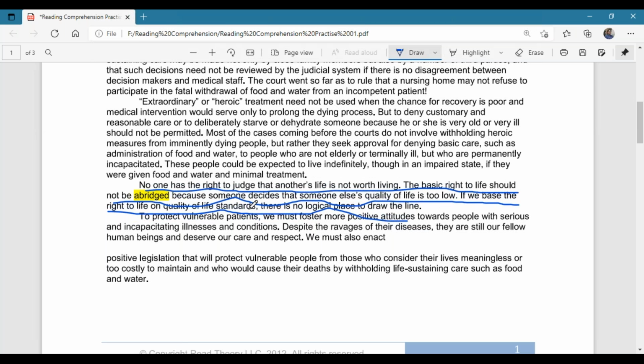So this means that allowing care to be withheld because the patient has poor quality of life is a bad idea, because people may not agree on what qualifies as a life worth living. Okay, so you cannot identify or define life on the quality of life standards. So that's what it means to say.